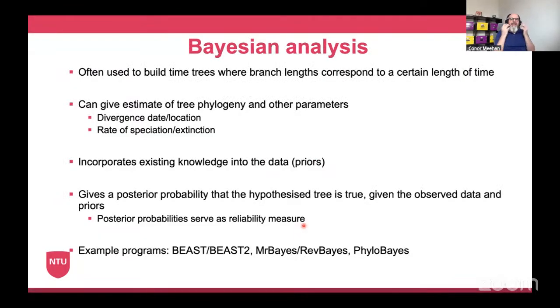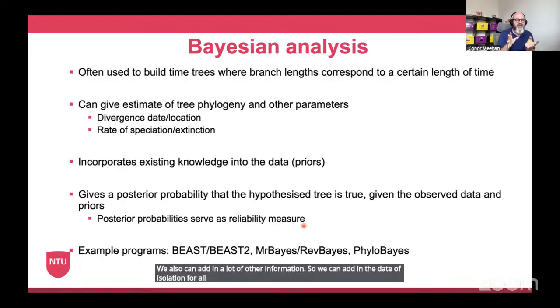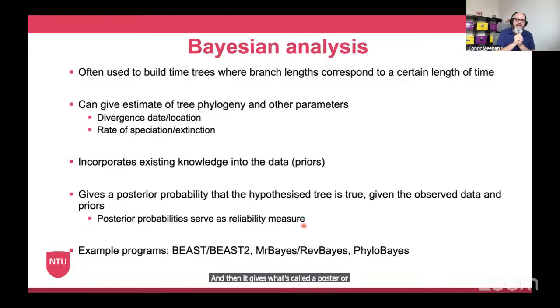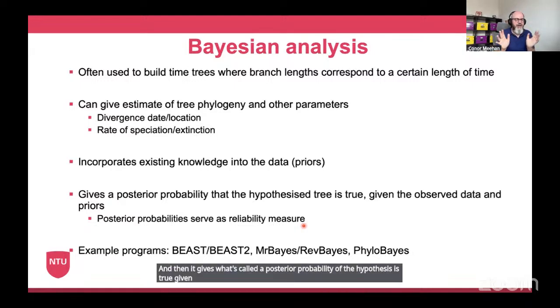We also can add in a lot of other information. So we can add in the date of isolation for all of our samples or the location of the sample or something like that. And we incorporate these all into more of a large data model as opposed to just data matrices or alignments. And then it gives what's called a posterior probability of the hypothesis is true given the observed data and priors. I'm not going to explain too much how that is without getting too much into the details, as it's going to be covered in a future lecture, webinar.